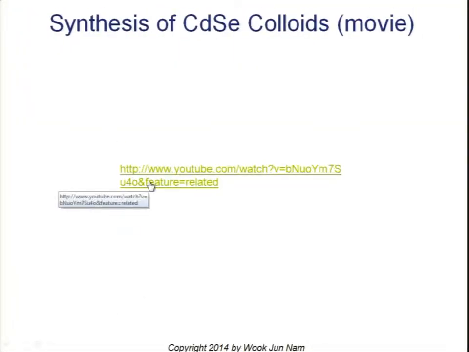And this is another kind of colloidal solution. Right now, this is a cadmium selenide nanoparticle. The way of synthesizing this semiconductor nanoparticle is the same as for the gold nanoparticle. So we'll see how they are making it.